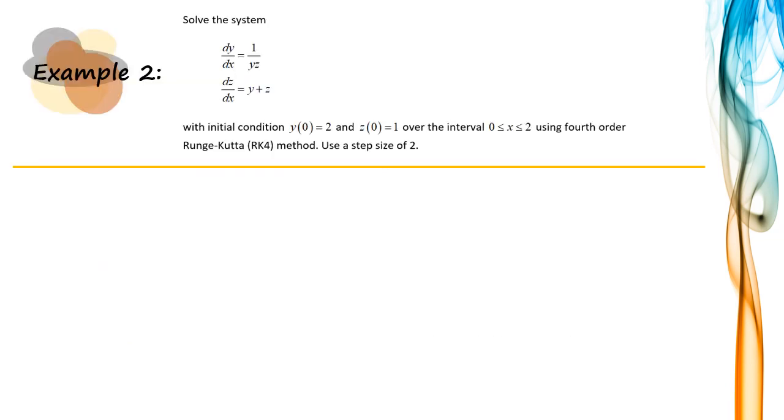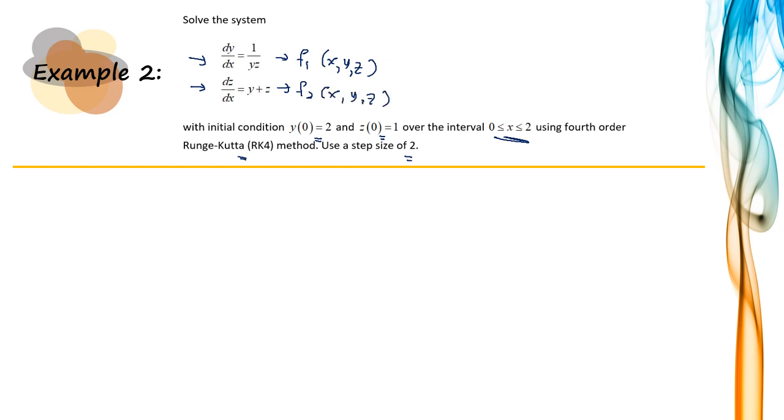Let's try to solve an example. Solve the system dy/dx is equal to 1 over yz and dz/dx is equal to y plus z, with the initial condition y0 is equal to 2, z0 is equal to 1, over the interval x from 0 until 2, by using the fourth order Runge-Kutta method. The step size given to us is h is equal to 2. So firstly, I make my first equation as f1(x,y,z) and the second equation as f2(x,y,z).